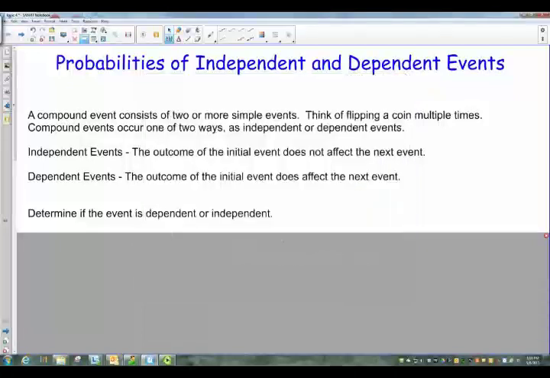All right, welcome back, everyone. Today we're going to look at independent and dependent events and probabilities dealing with those types of events. All right, now we need to understand what these two things are.